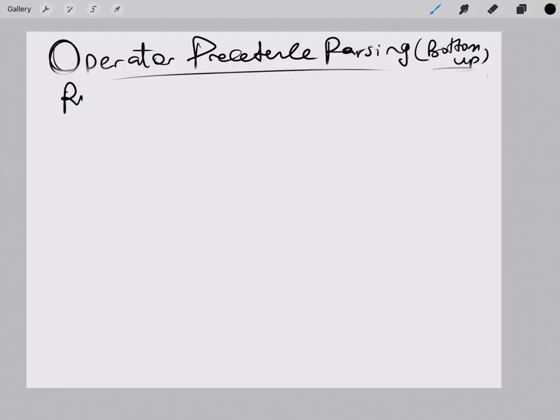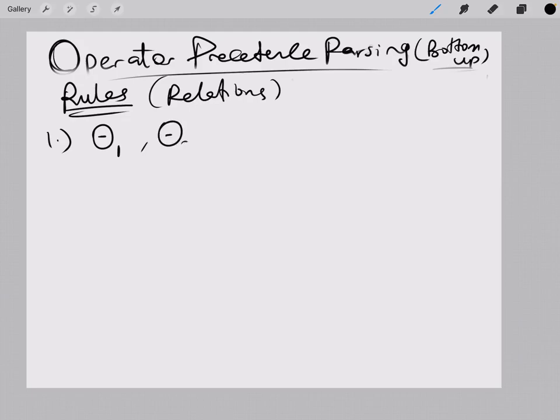But here are the rules that influence the relations between the operators. Rule number one: if an operator has a higher precedence than another operator, let's say operator 1 has a higher precedence than operator 2, how do we show that? We show that by saying this guy takes precedence over this guy. That's rule number 1. And if operator 2 is coming first, operator 2 will still yield precedence to operator 1.